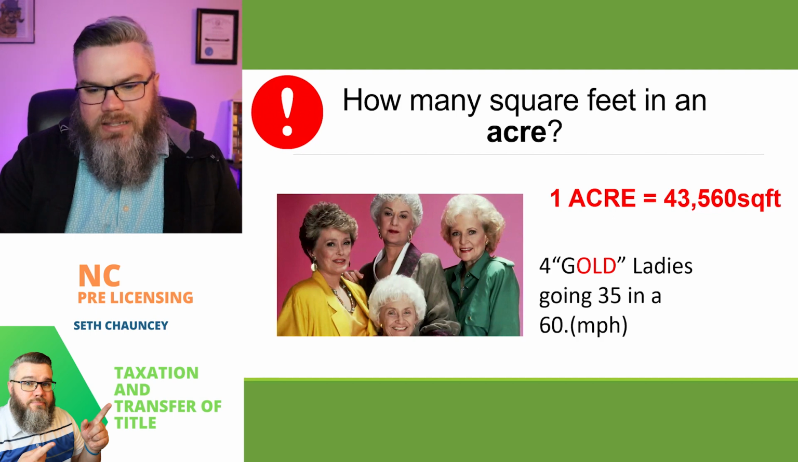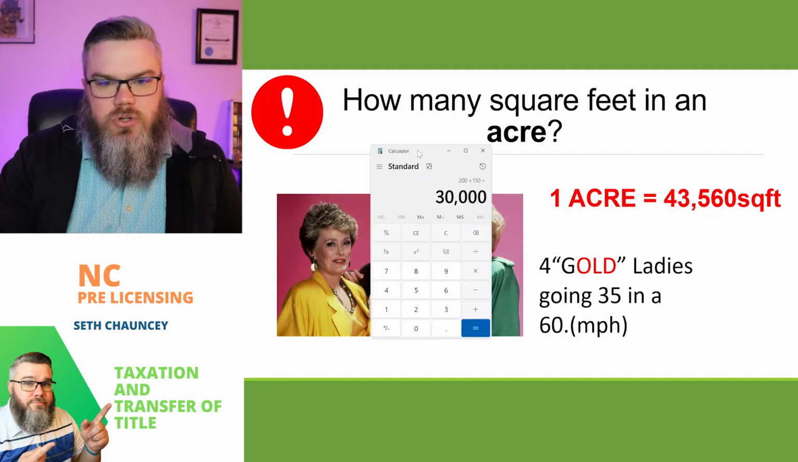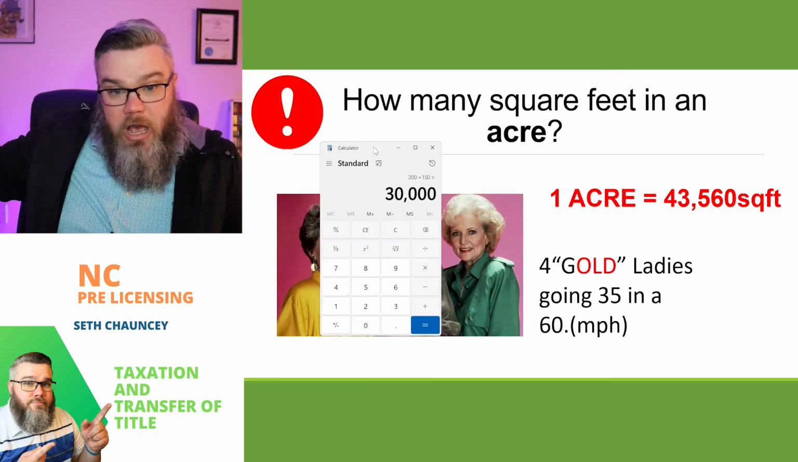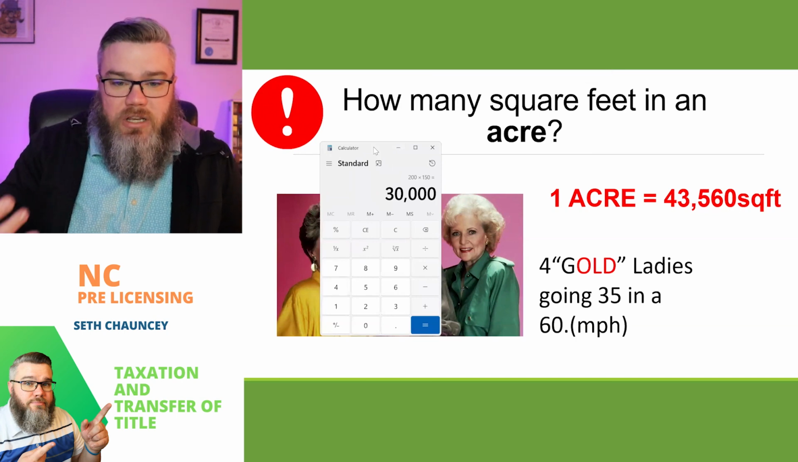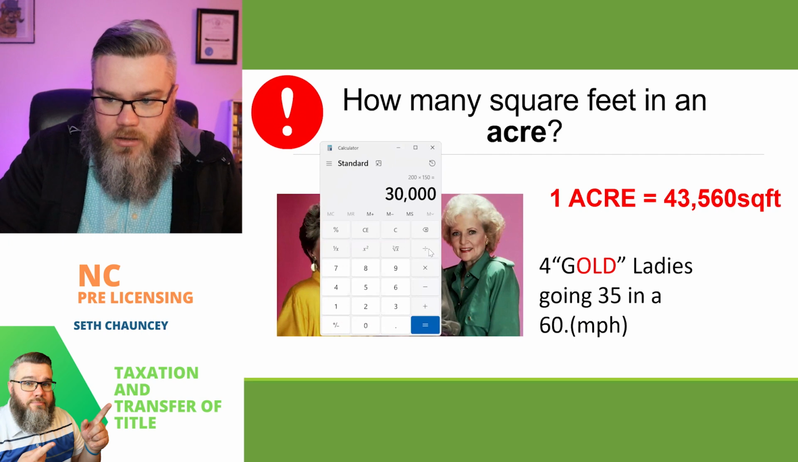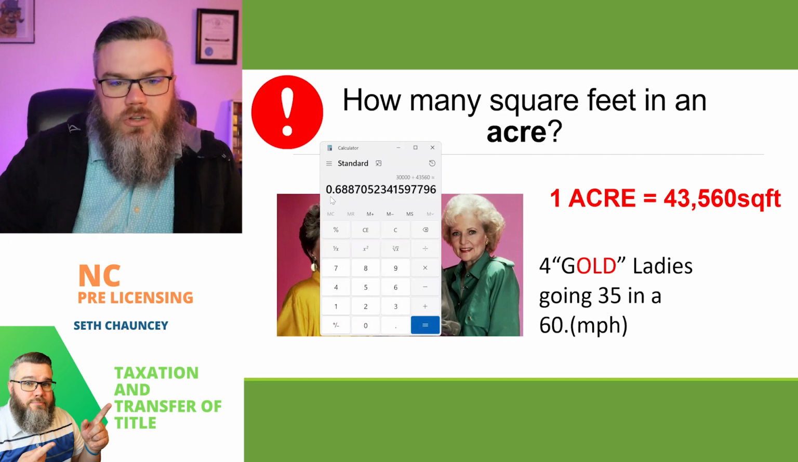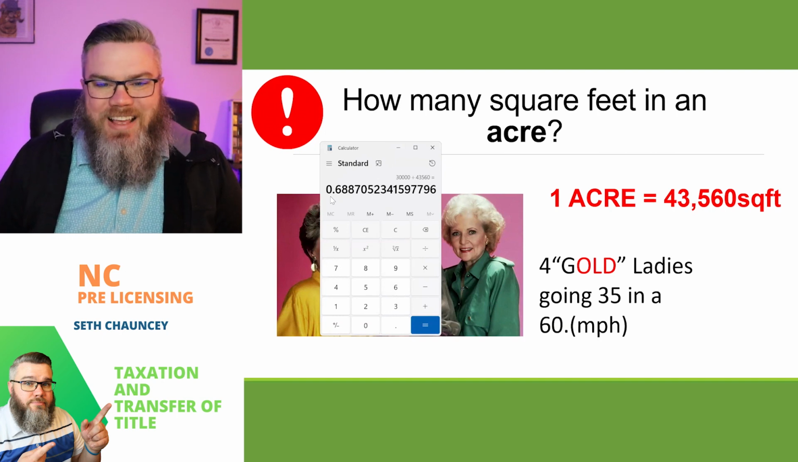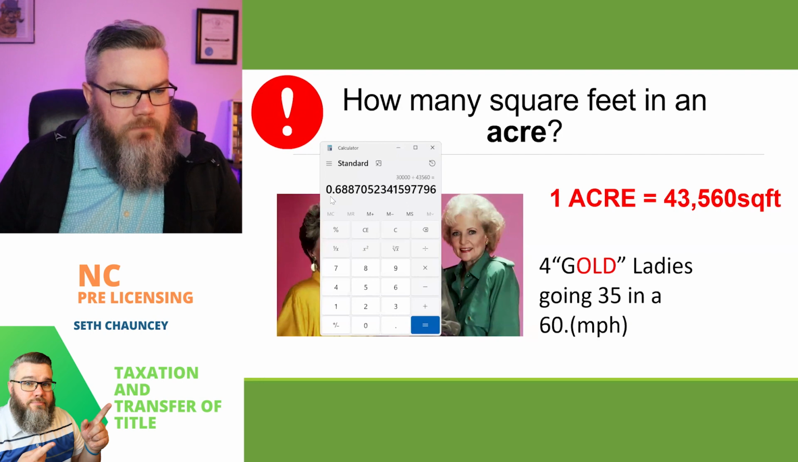So in that last example, folks, it was 30,000 square feet. So what you do is you say, okay, well, how many times does 43,560 go into this number? So you divide by 43,560. And you've just converted it to acres. So that last piece of property we just looked at was 0.69 acres.